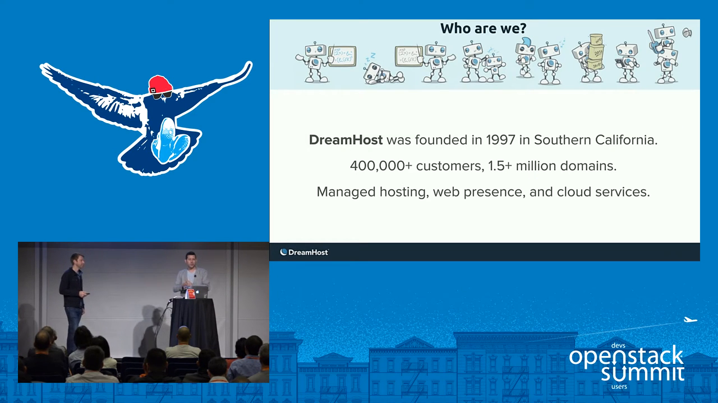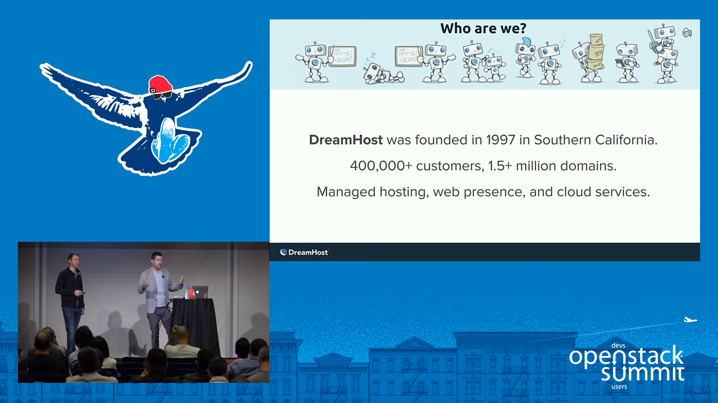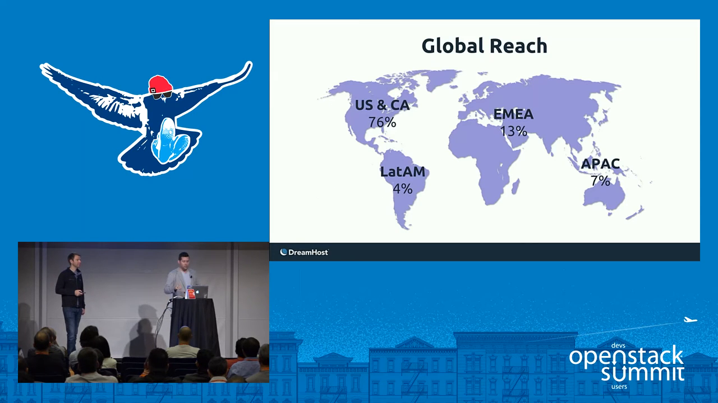So let's talk a little bit about DreamHost, just so you can understand who we are. We were founded in 1997 in Southern California by four college buddies, just to host people's websites. And we've grown today to be 400,000 customers, over 1.5 million hosted domains and applications. We do managed web hosting, web presence services, and cloud services. And we're here today to talk to you about those cloud services. And we have a pretty global reach. While we're US-based, and that's where our infrastructure is, over about 25% of our customers come from outside of the United States.